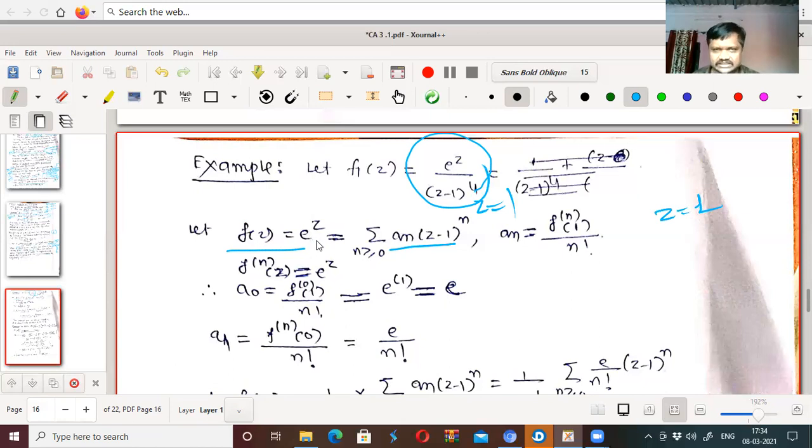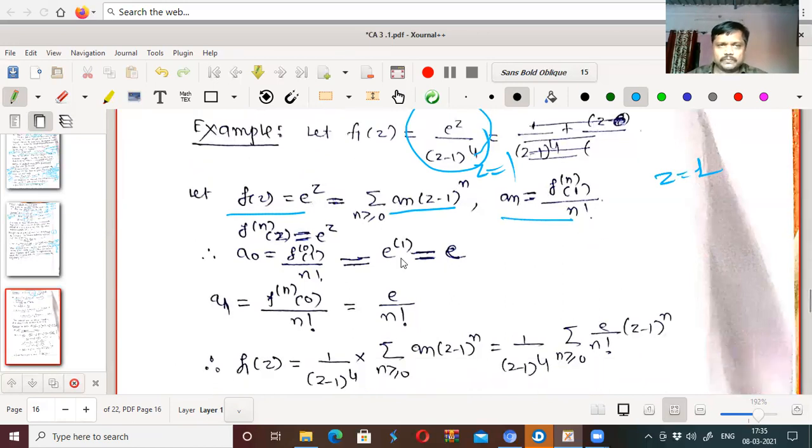So therefore this has a Taylor series expansion, for all n greater than or equal to 0, a_n (z minus 1)^n, where a_n can be found as the nth derivative of f at 1 upon n factorial. Now we know that the nth derivative of f(z) is e to the power z again. So a0 is the 0th derivative of f at 1 upon 0 factorial. With the 0th derivative there is no derivative, so f(1) is e to the power 1 upon 0 factorial. 0 factorial is 1, e to the power 1 is e. f(1) is e.